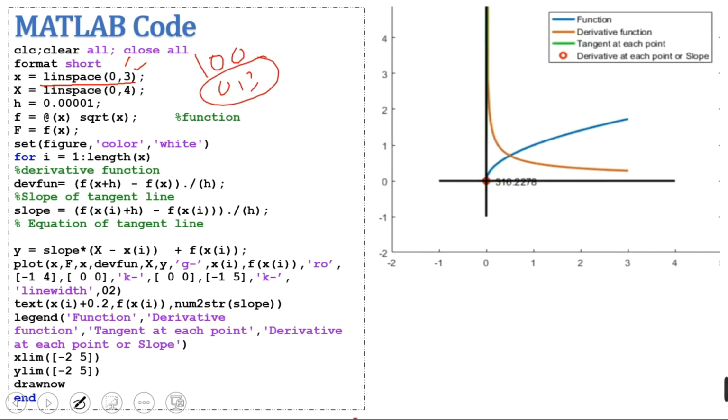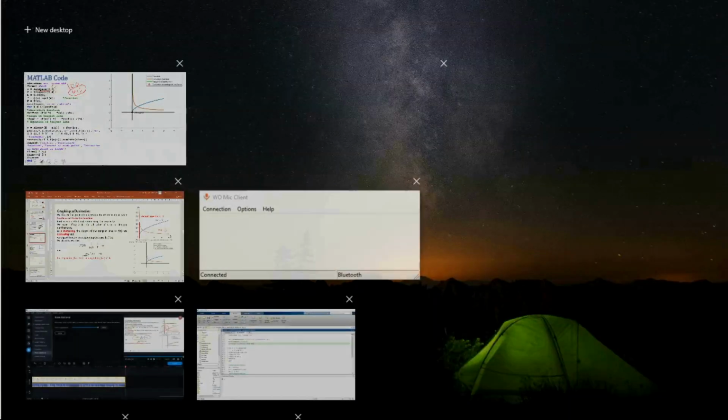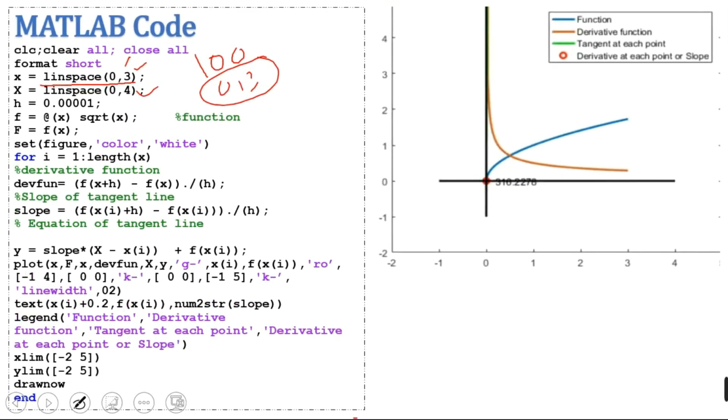Again, for capital X, linspace 0 to 4, and h is equal to 0.0001. This is the increment. And this is the given function, the square root, f of x. We find the value of the function at each x.